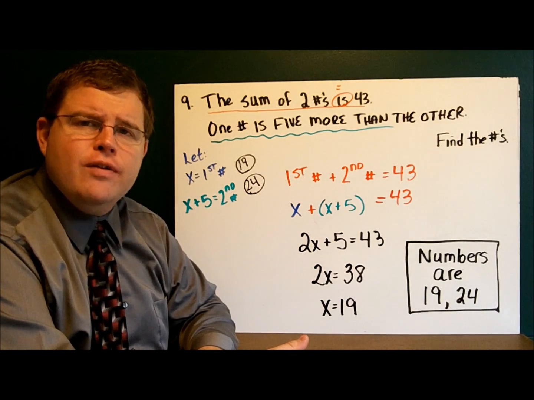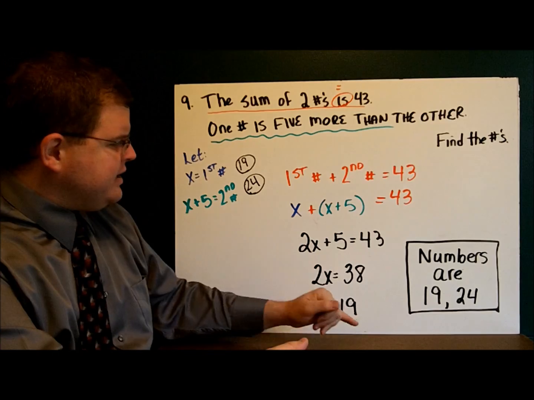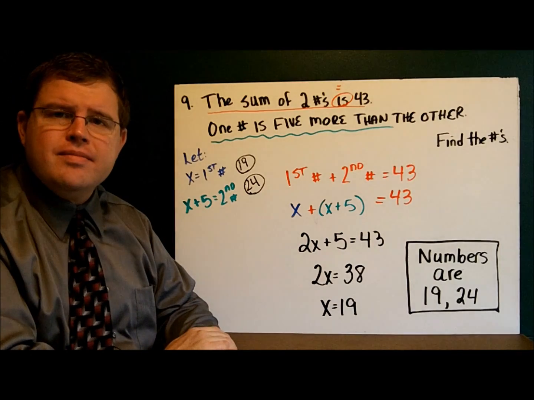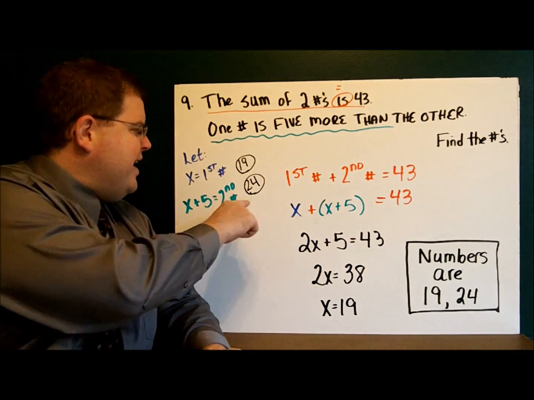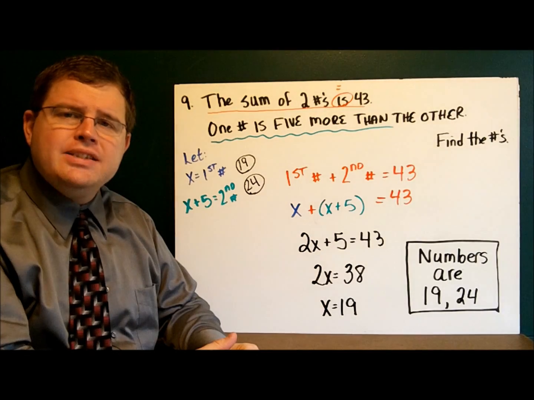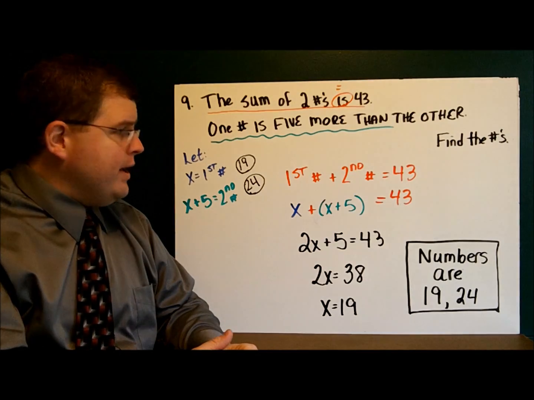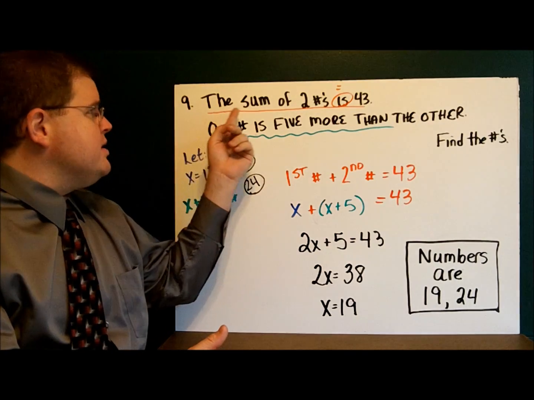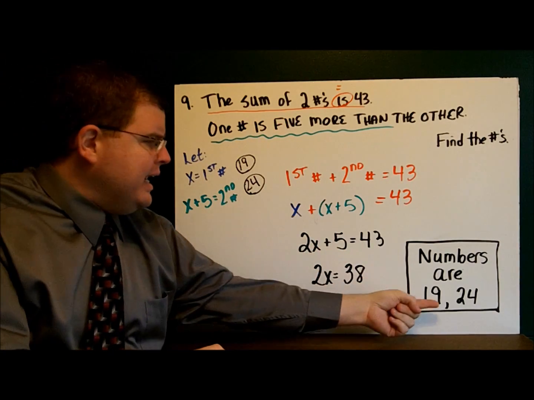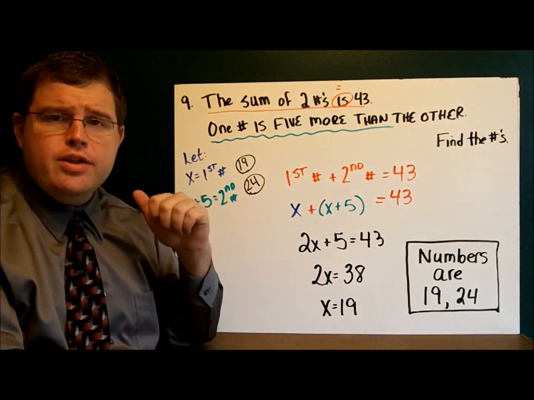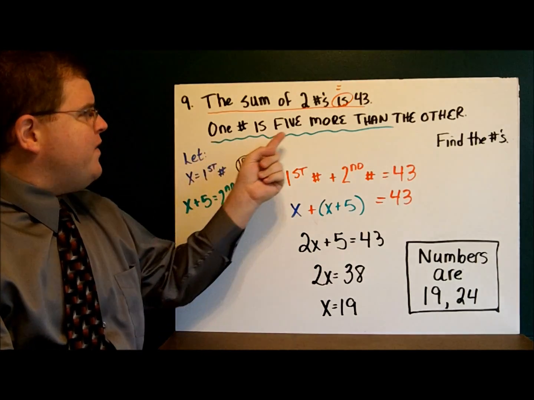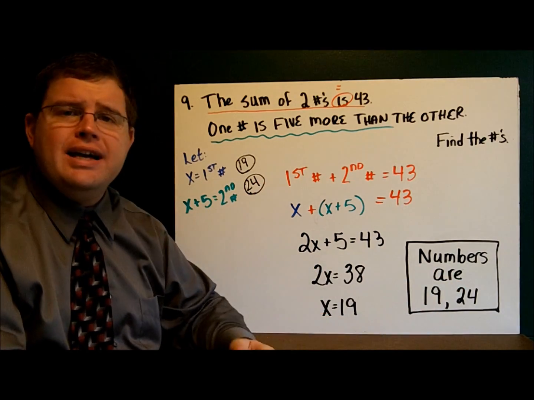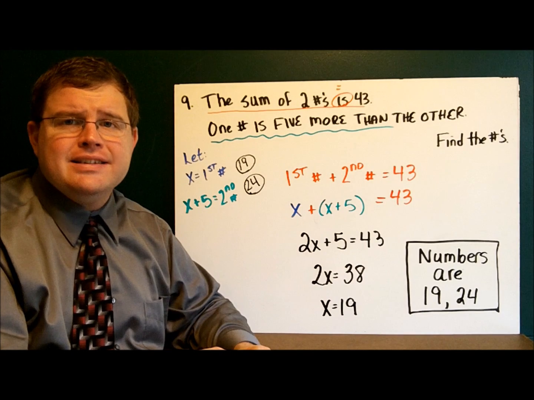And I'm just simply now solving the equation. 2x is 38, so x equals 19. So my first number is 19. The second number is 5 more, 24. And so there are my numbers, 19 and 24. Once again, I'm going to ask myself, does this make sense? The sum of the 2 numbers is 43. 19 and 24, they do add up to 43. That part's good. One is 5 more than the other. 19 and 24. 24 is 5 more than 19. So it looks like the answer makes sense.